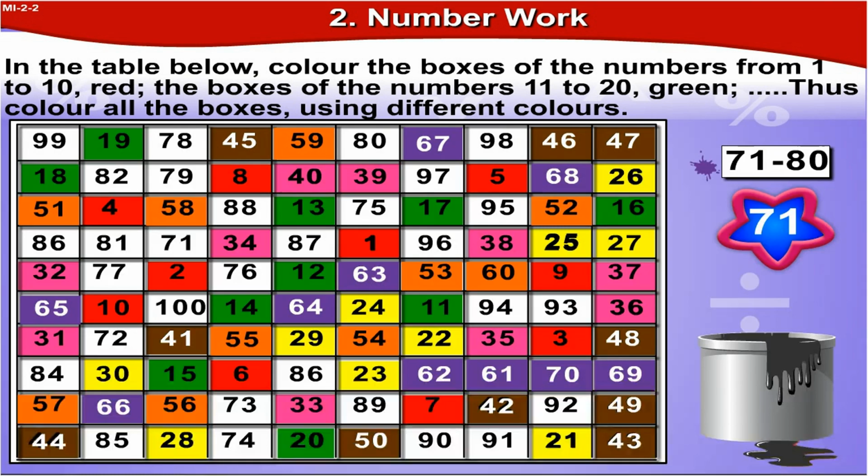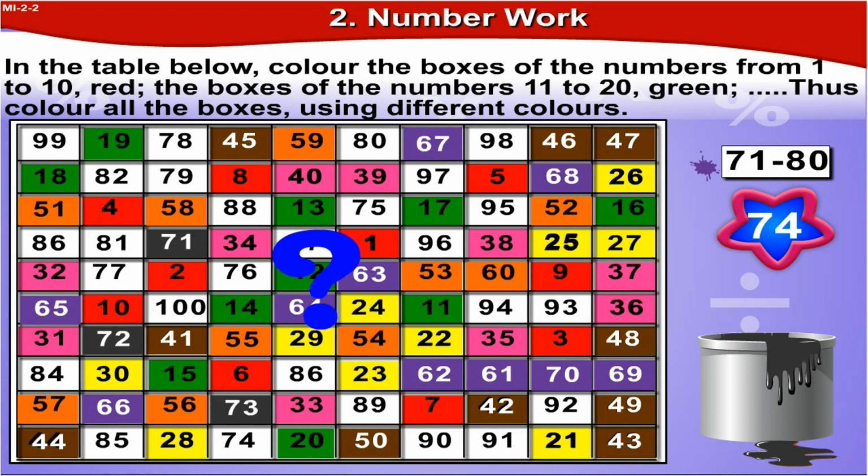First, let us find number 71 and color the containing box gray. Now look for number 72 and color the box gray. Let us color the box containing number 73 in gray color. Let us find out number 74 and color it gray. Now we'll look for number 75 and color the containing box gray.